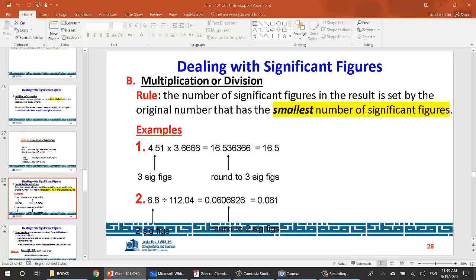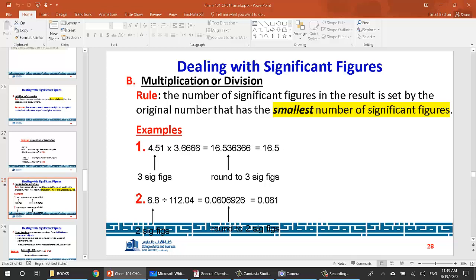Multiplication and division is different, because in this case you have to take the smallest number of significant figures. An example would be 4.51 times 3.6686. That will give you a long answer in the calculator. You never write the whole number. People do that all the time in the exams, and that's wrong. You have to round this to the correct number of significant figures.